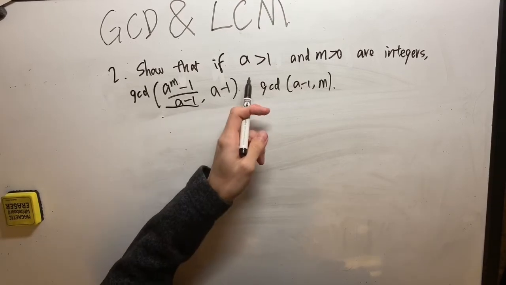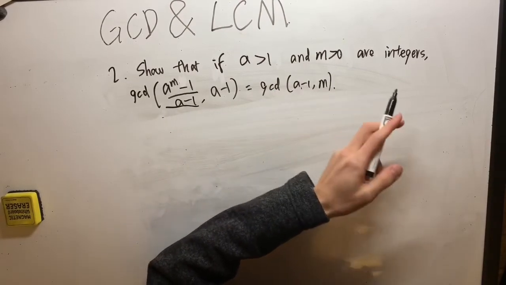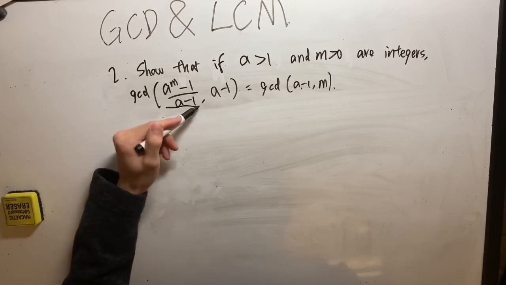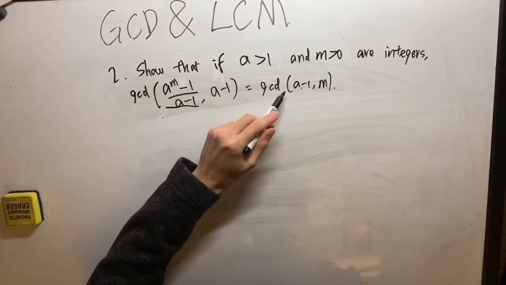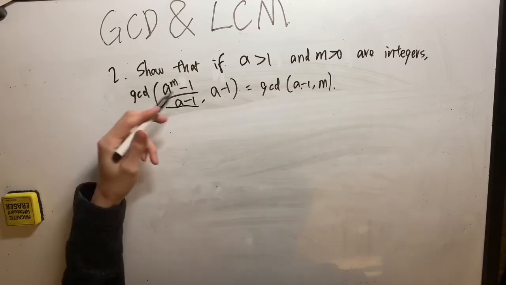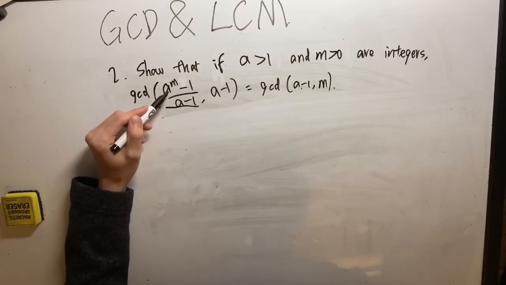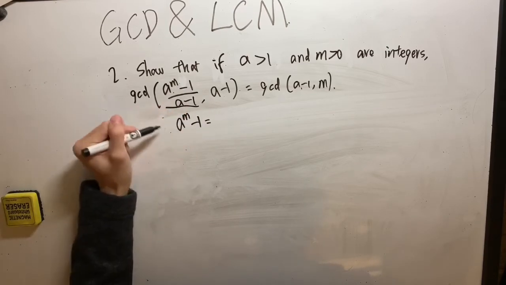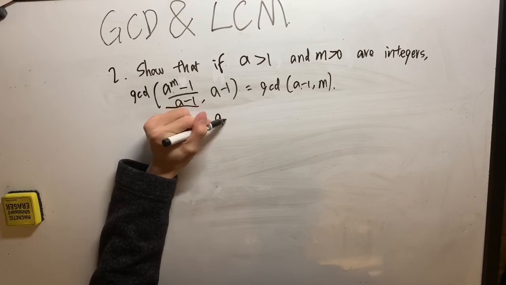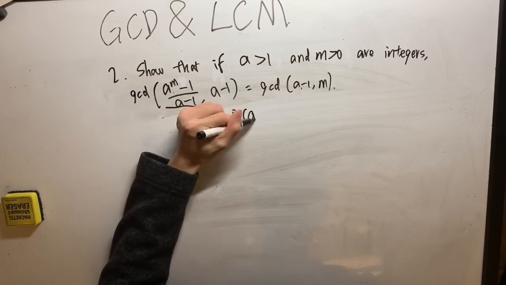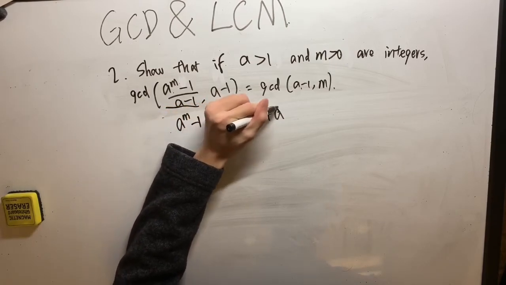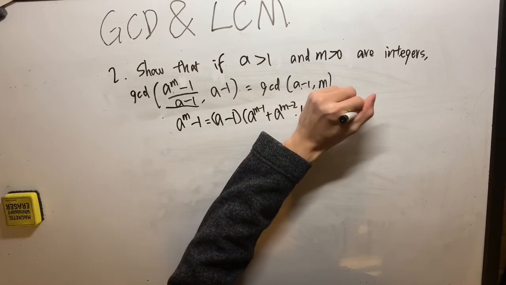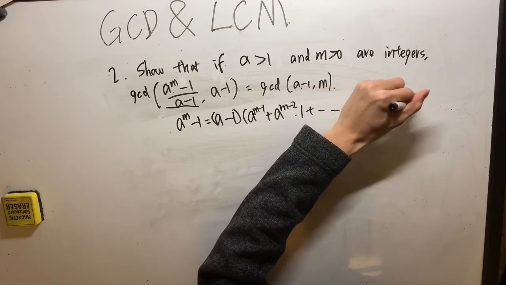Show that if a bigger than 1 and m bigger than 0 are integers, the GCD of (a to the m minus 1) over (a minus 1) and a minus 1 equals the GCD of a minus 1 and m. We saw a to the m minus 1 is equal to (a minus 1) times (a to the m minus 1 plus a to the m minus 2 times 1 plus all the way to a times 1 to the m minus 2 plus 1 to the m minus 1).